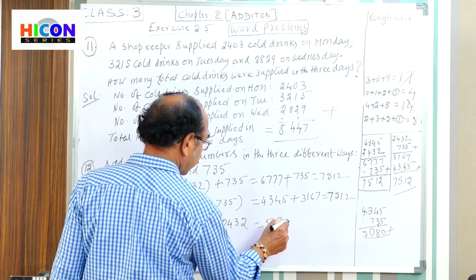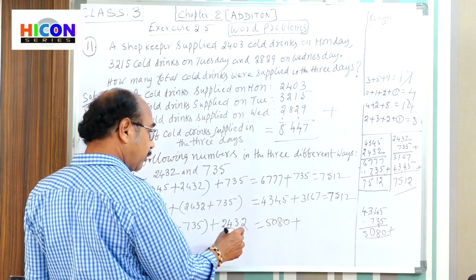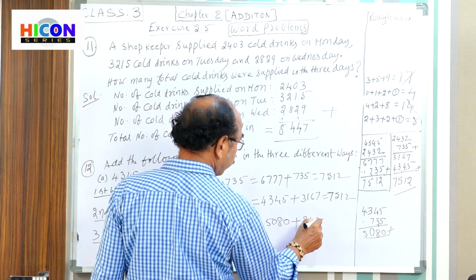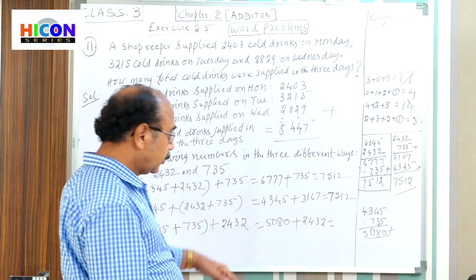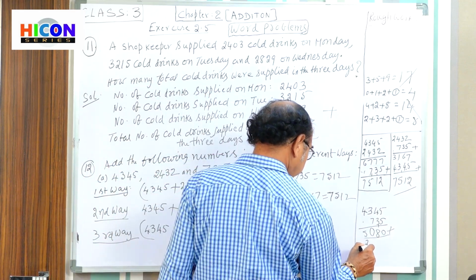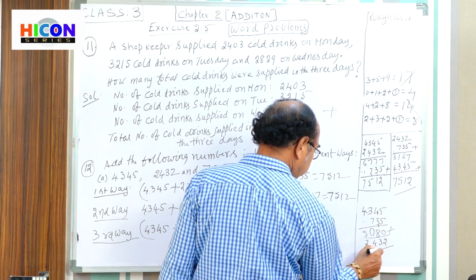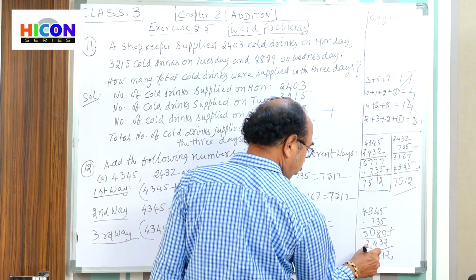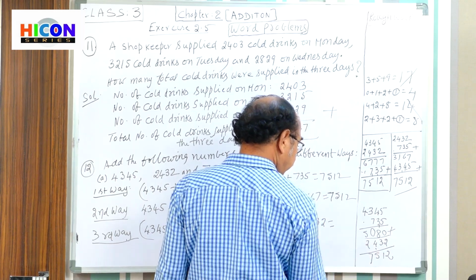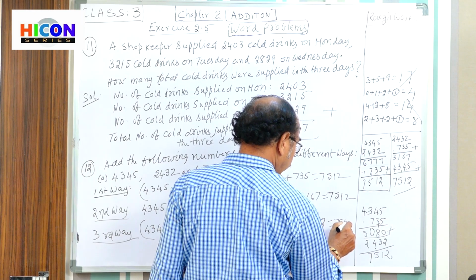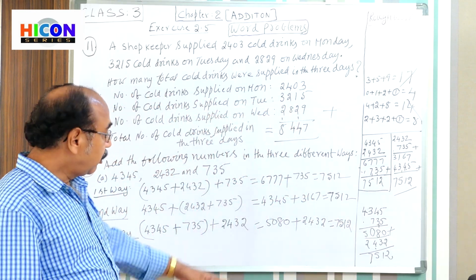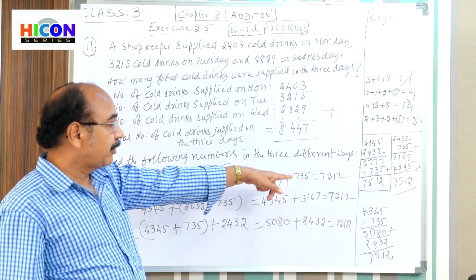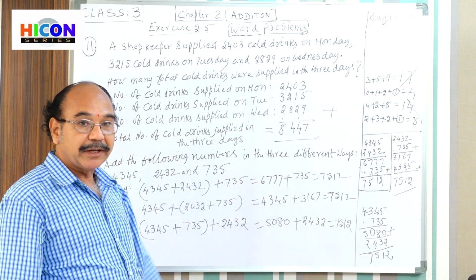5,080. To this, what do we have to add? 2,430. 2,430 to add. 2, 8 plus 3, 11. 1 carried. 4 plus 1, 5. Here 7. 7,512. See children, in all the three ways, we got the same number. 7,512 only, we are getting in all the three ways.